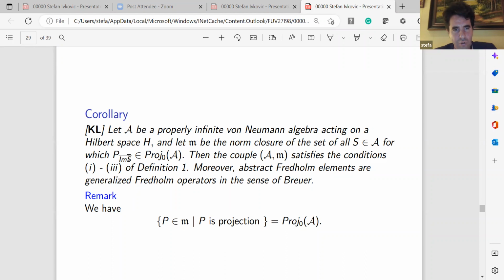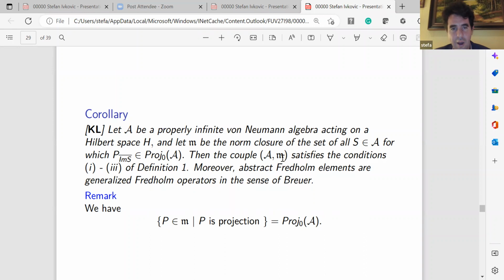So you take the set of all finite operators and you take the norm closure, and you obtain, as already proved, a closed self-adjoint ideal in this von Neumann algebra. If you consider this concrete ideal, then it will turn out, according to Keckic and Lazovic, that this couple would satisfy the conditions of our very first definition, which means that one can speak about Fredholm type elements in this von Neumann algebra with respect to this ideal.